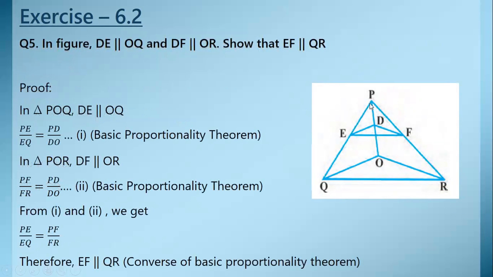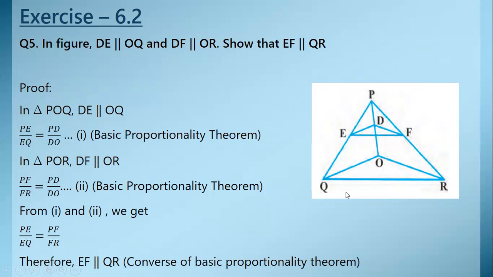Now for that, first let us consider the triangle POQ. DE is parallel to OQ. So by the basic proportionality theorem, PE by EQ is equal to PD by DO, first equation. Same way in triangle POR, DF is parallel to OR. So PD by DO is equal to PF by FR, again by the basic proportionality theorem. So we have two equations over here. From these two equations, we get PE by EQ is equal to PF by FR.